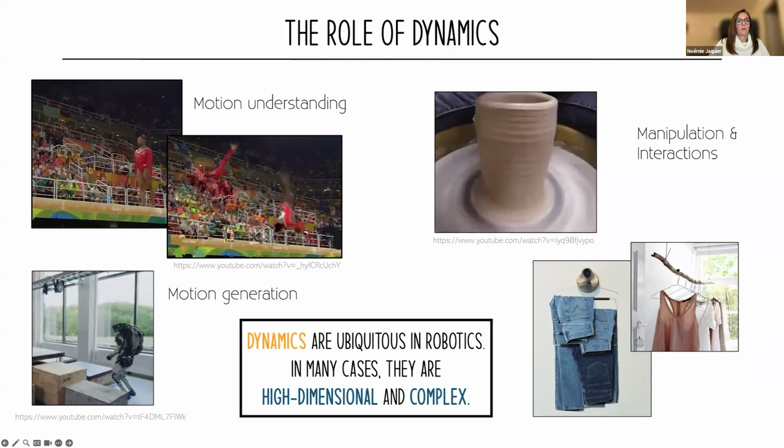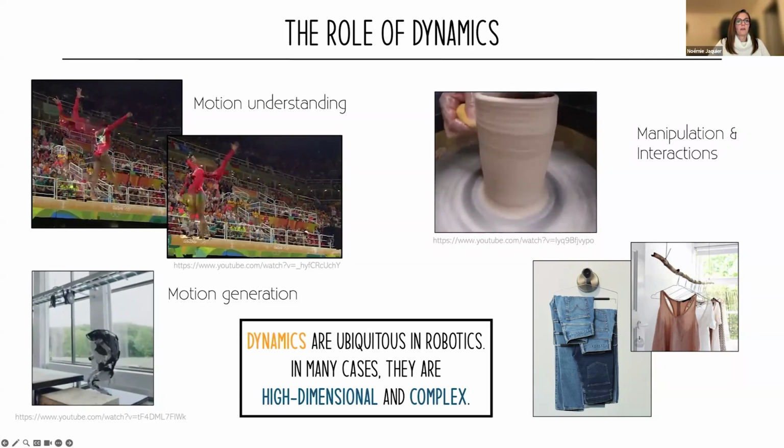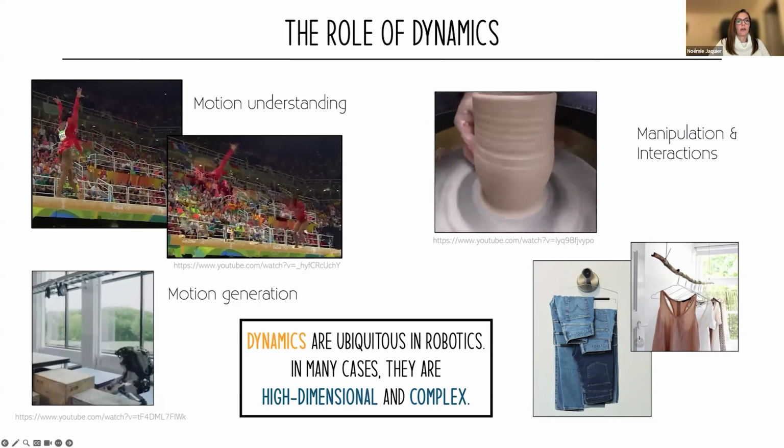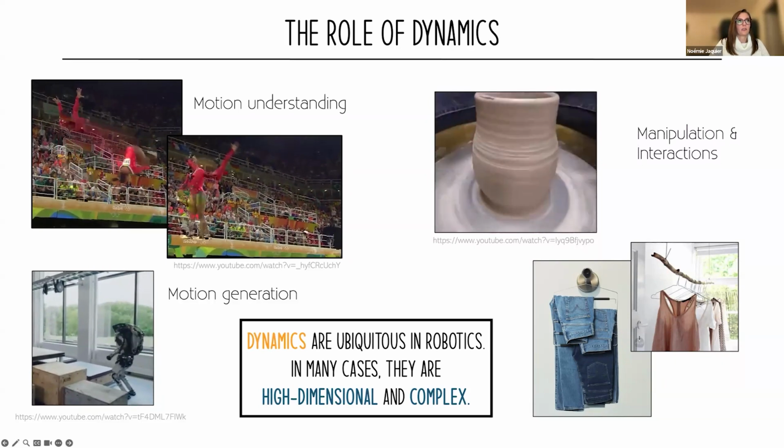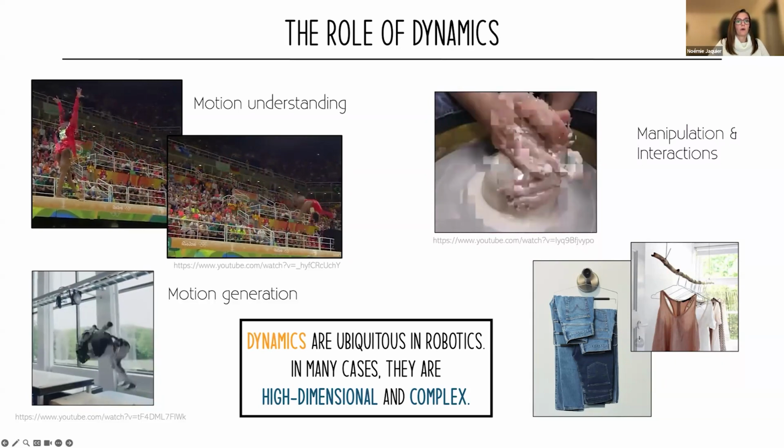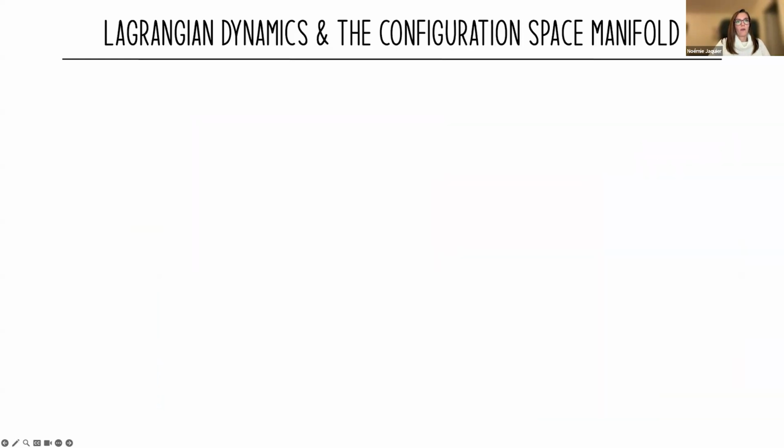So I think we can agree that dynamics are ubiquitous in robotics. An important point is that in many cases, the dynamics are high dimensional. All the examples that you see in these slides are high dimensional dynamics, and they're also highly nonlinear, so they're complex. So how do we usually represent dynamics? Very often we use Lagrangian mechanics because it provides a powerful framework for modeling the dynamics of physical systems based on principles of energy conservation. And those Lagrangian dynamics can describe the motions of many mechanical systems, including the ones I'm going to talk about today: humans, robots, and rigid and some deformable objects.